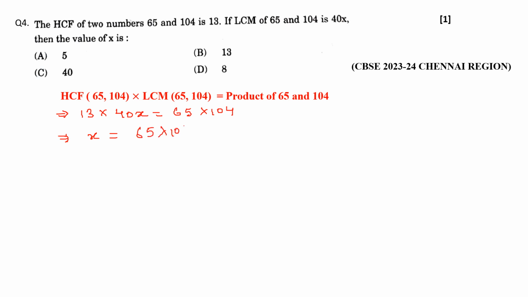So multiplication will change to division. So 13 into 40. 13 times 5 is 65. 5 times 8 is 40. So I am left with 104 by 8. Now 8 table, 8 times 1 is 8. Remainder is 2, 24, 13. So the correct option is option B.